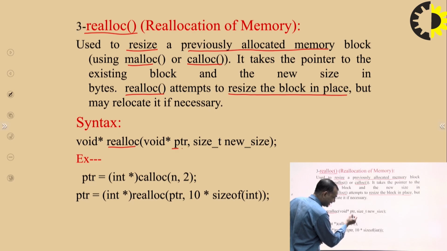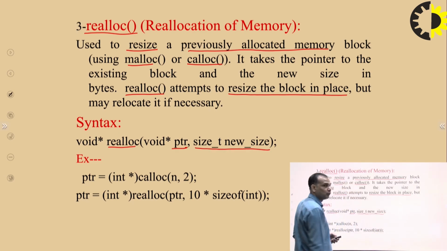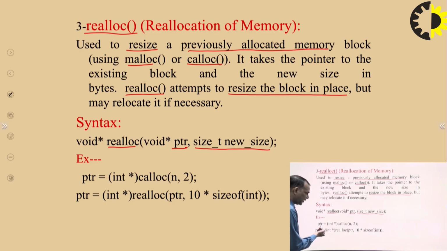Firstly we have to declare the pointer variable, then we have to declare the size of the new variable. Suppose in the program we are using calloc, we have declared the number of variables n and size is 2. Now we declare, suppose, n equals 5. So now we have to reallocate the program.